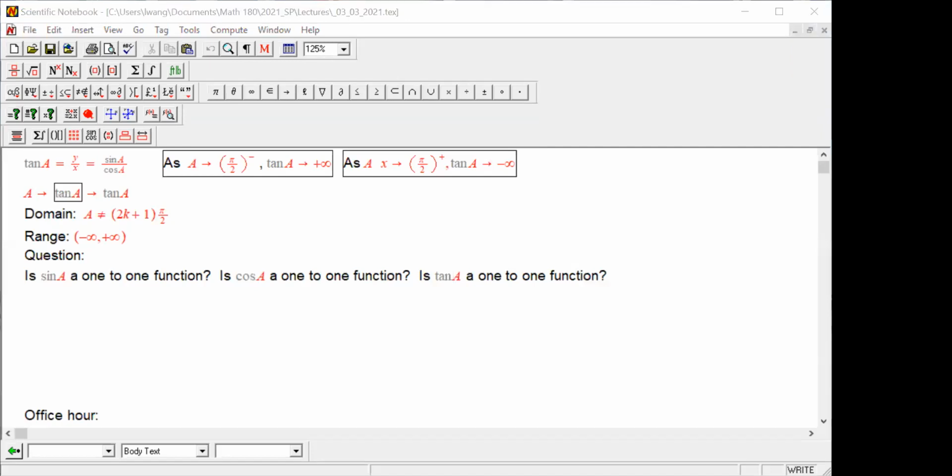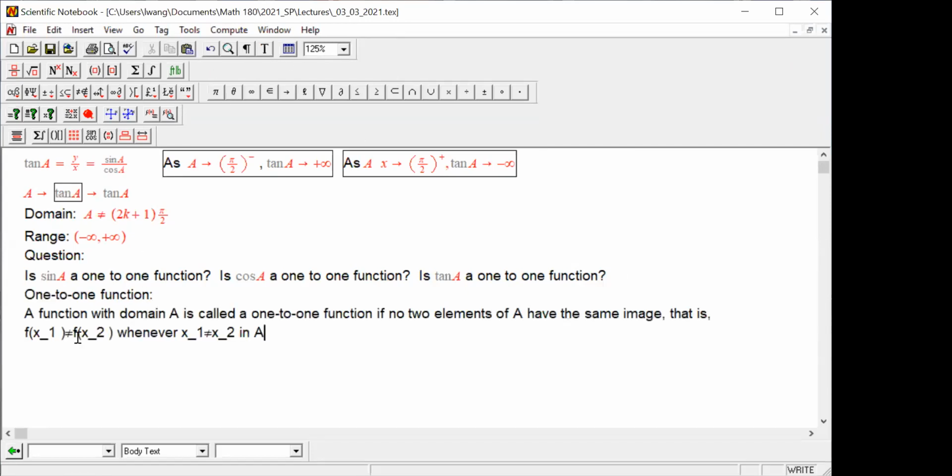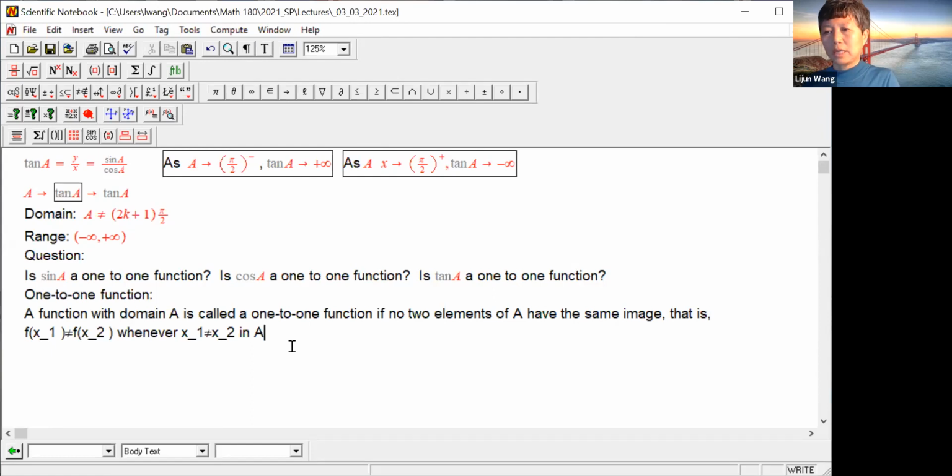X1 cannot equal X2. And f of x1 cannot equal f of x2. No, that's not concise. Nice try. Whenever x1 is not the same as x2, their output will not be the same. I mean, x1 cannot equal x2? X1 can equal x2. Nobody said x1 cannot equal x2, but in the case they're not the same, their output will not be the same.